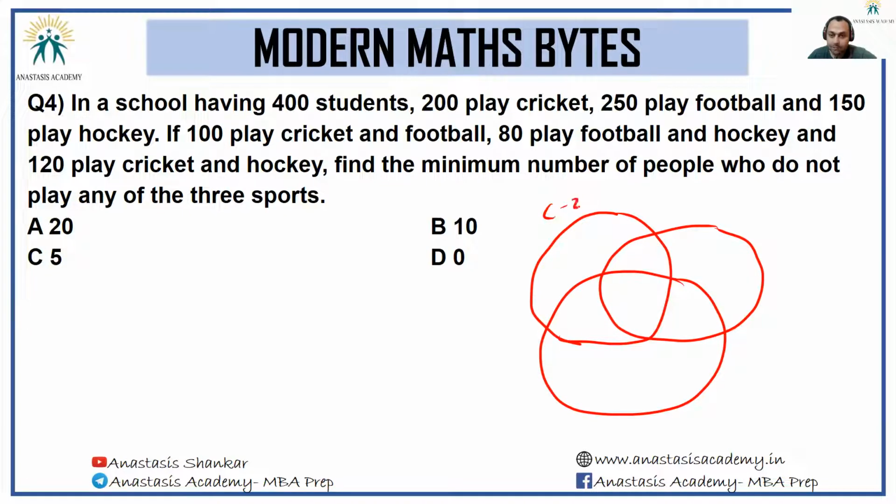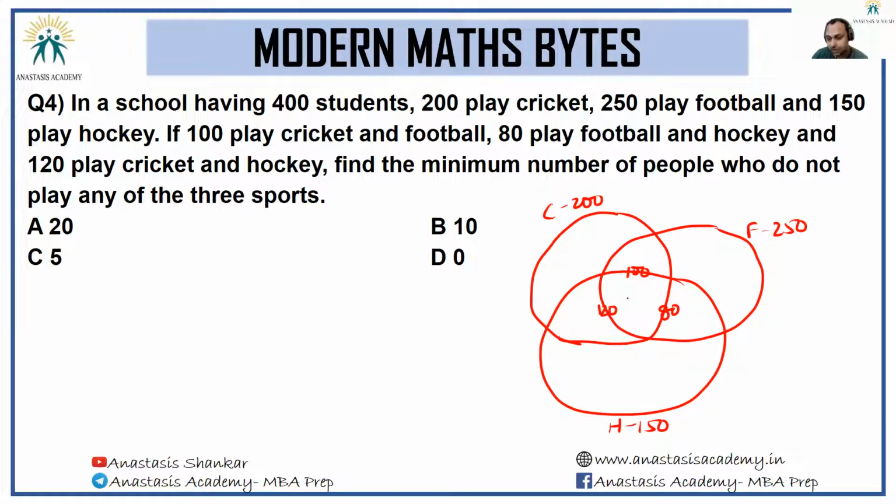I have cricket playing people 200. I have football playing people 250. And I have hockey playing people as 150. I have 100 people playing cricket and football. So 100. I have 80 people playing football and hockey. So 80. And 120 people playing cricket and hockey. So 120. And now I'm supposed to minimize the number of people who do not play any of the three sports.